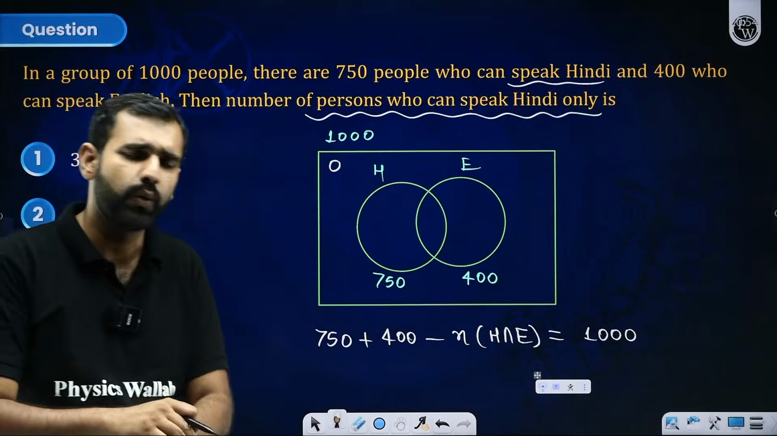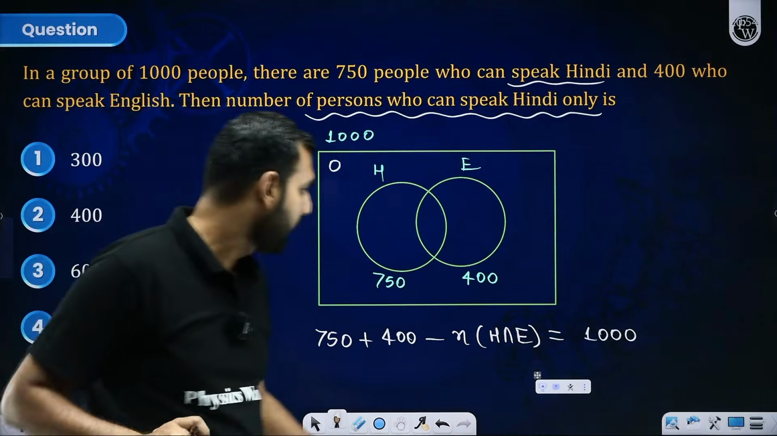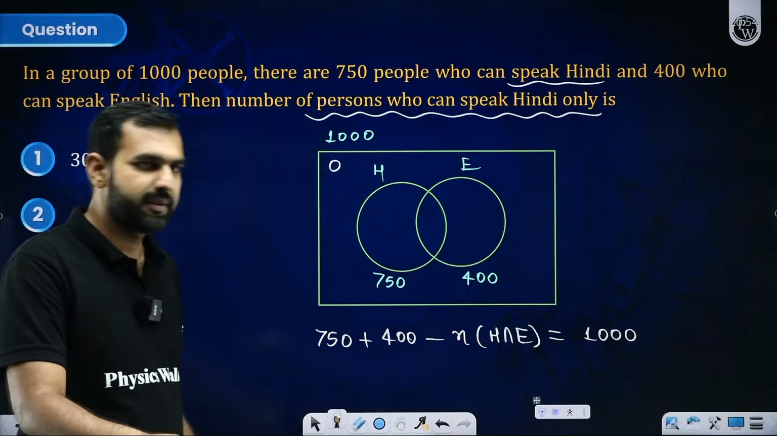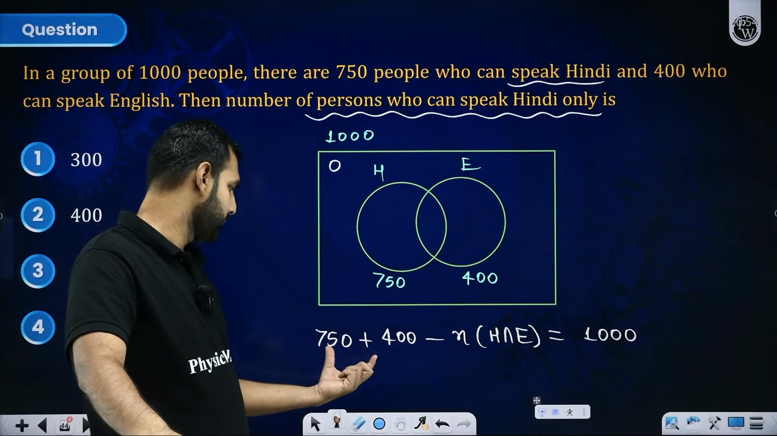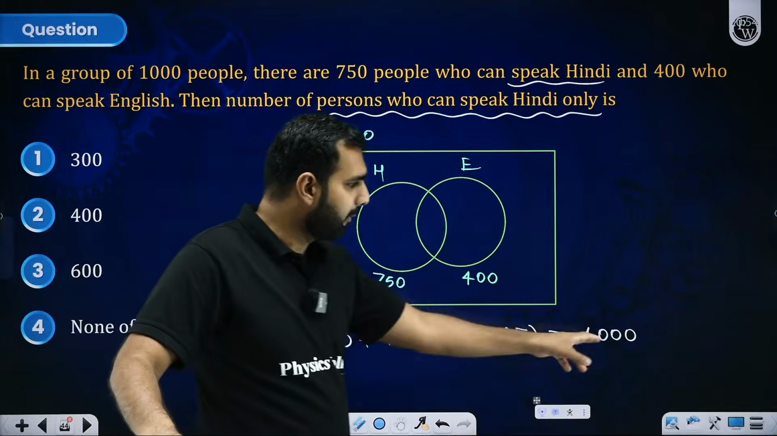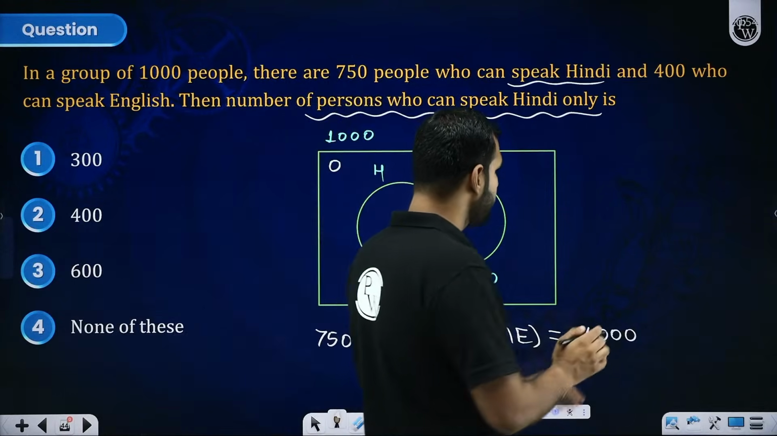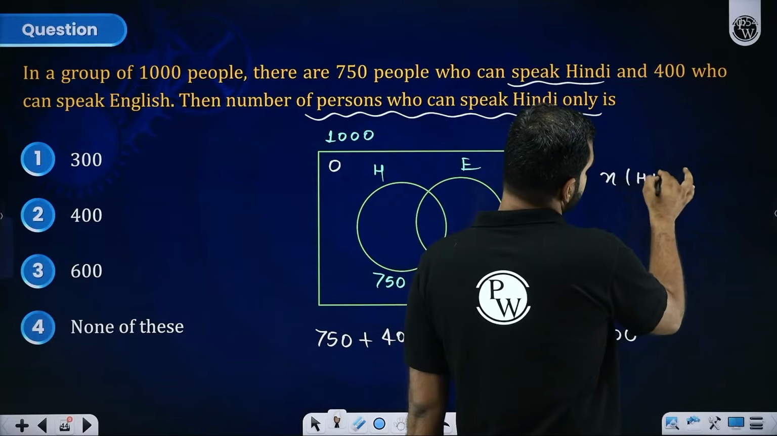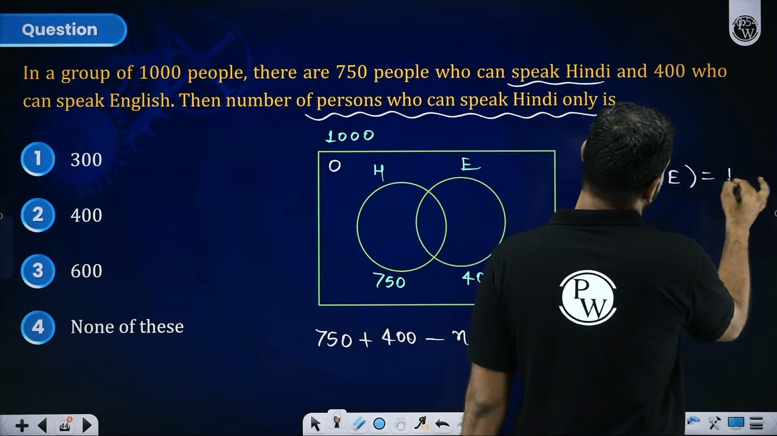Everybody understood that? How did I write it? All the participants. With this, I think the job is done. 750 plus 400 is 1150. 1150 minus 1000 is 150. This goes to the other side. So number of people who speak Hindi as well as English will be 150.